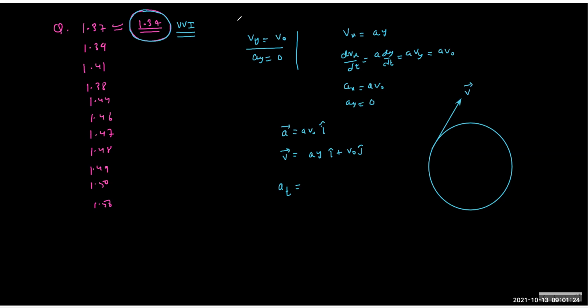And so velocity is always tangential. Okay. And the acceleration part may have two values. One is centripetal and the other is tangential. In general, the total acceleration is something like this.